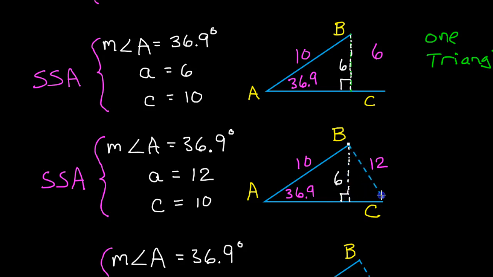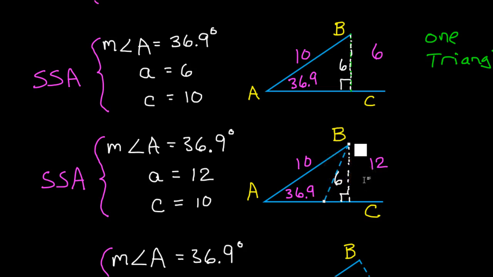So remember, this is length 12. So right here, it's making this triangle. Now, if I swung it around, could I make another triangle, like maybe here? For example, could I make another triangle if I put it over here on this side?